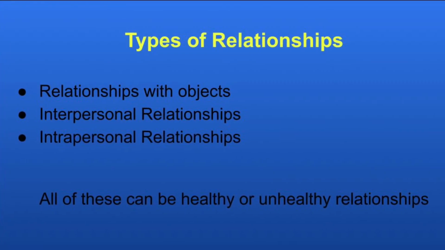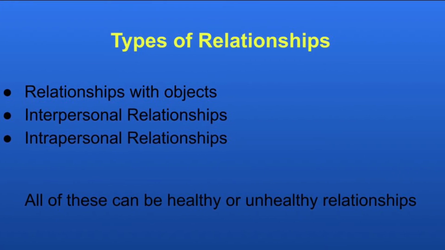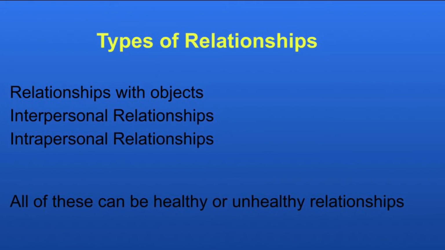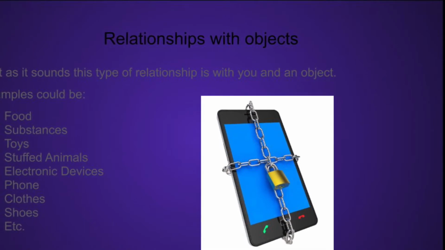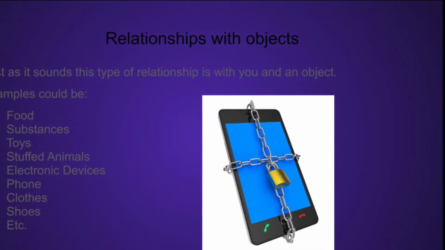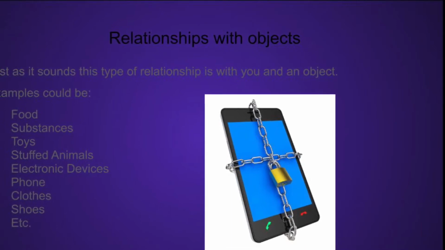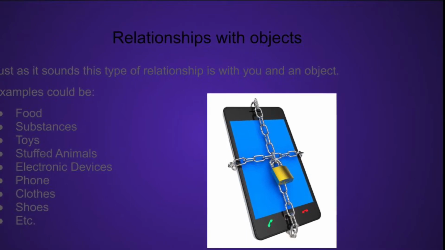Types of relationships. There are relationships with objects, interpersonal relationships, and intrapersonal relationships. All of these can be healthy or unhealthy relationships. Relationships with objects. Just as it sounds, this type of relationship is with you and an object. Examples could be food, substances, toys, stuffed animals, electronic devices, phones, clothes, shoes, and etc.